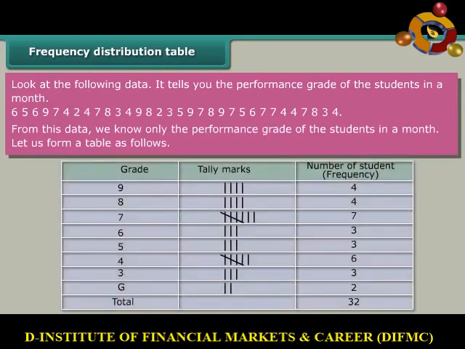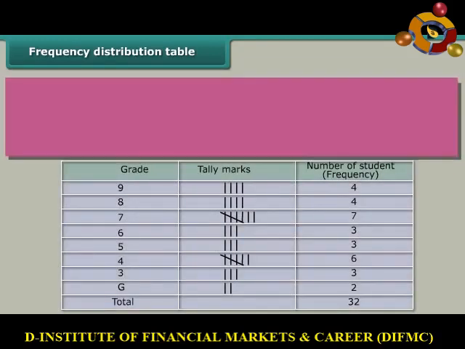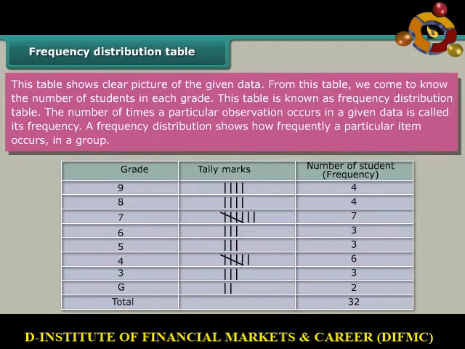Let us form a table as follows. This table shows clear picture of the given data. From this table, we come to know the number of students in each grade. This table is known as frequency distribution table. The number of times a particular observation occurs in a given data is called its frequency. A frequency distribution shows how frequently a particular item occurs in a group.